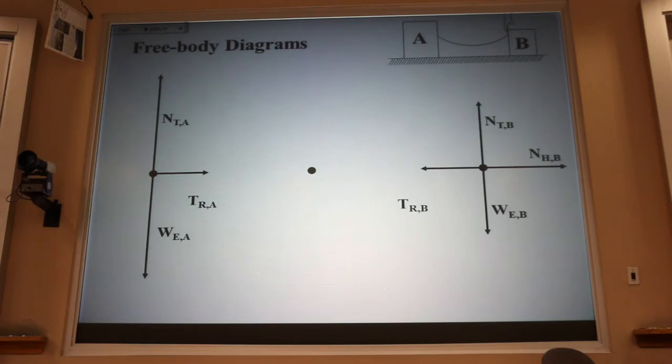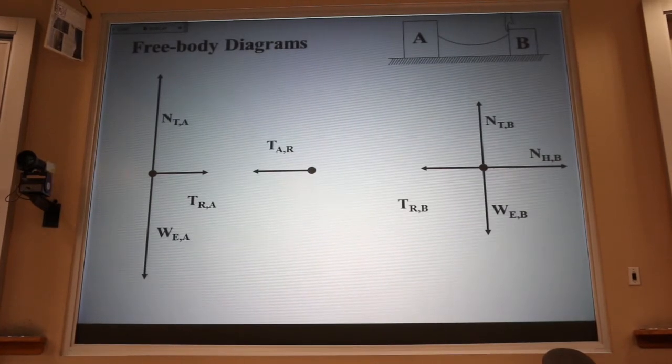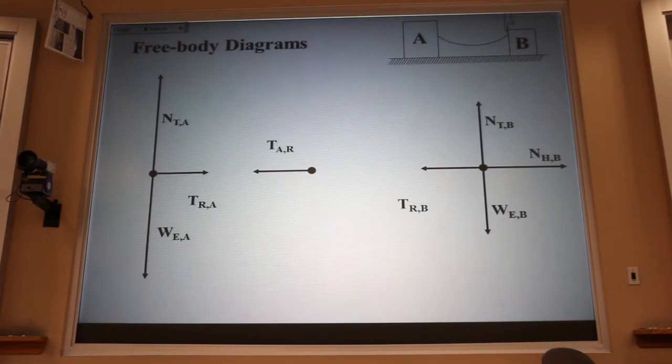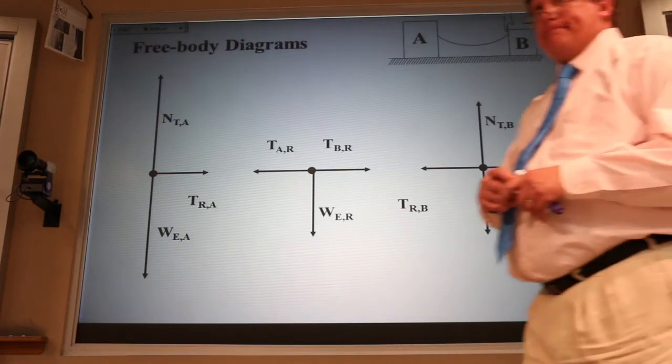And then you said, well, if the rope is pulling to the right on A, B must be pulling to the left on the rope. On A, I'm sorry. And if the rope is pulling to the left on B, B must be pulling to the right on the rope. And then you said, oh, it's a heavy rope. And at that point, many of you stopped.